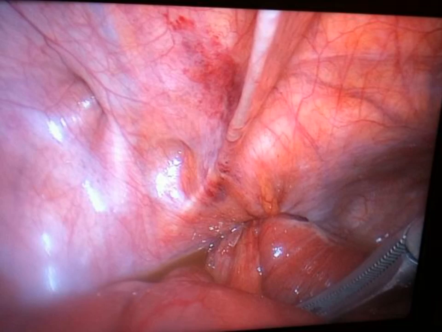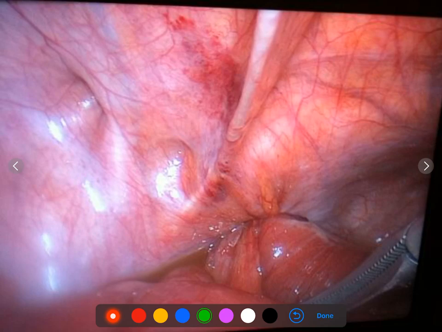Now let us see. This is the small bowel entering through the obturator foramen, and this is the sides of the hernia, and the obturator hernia.